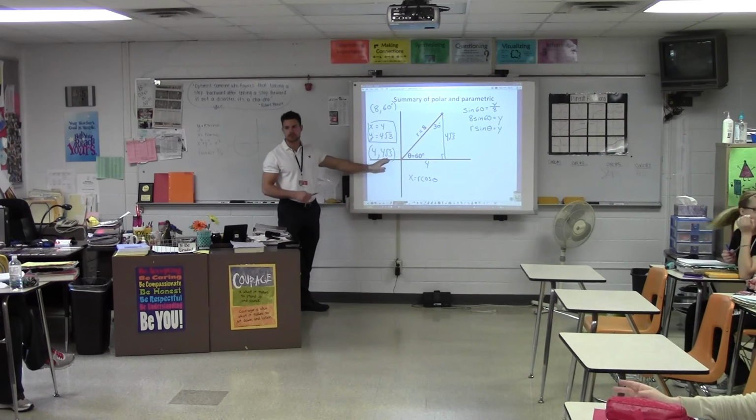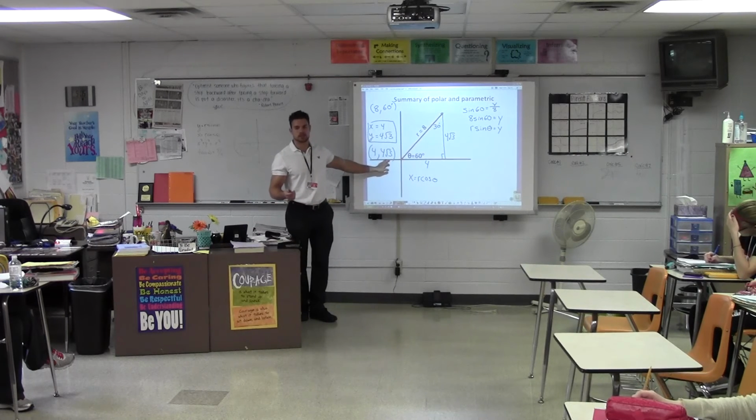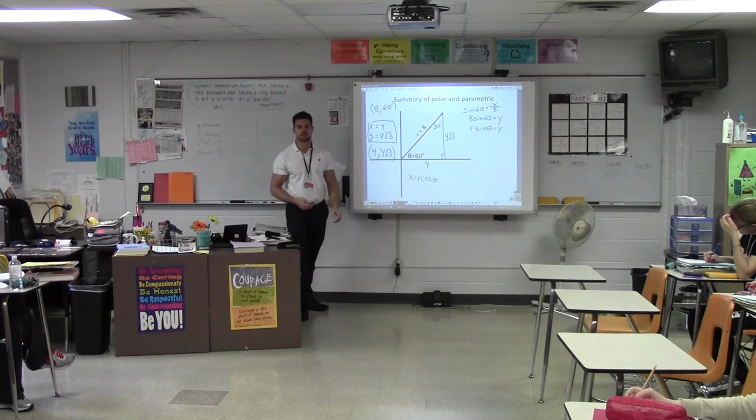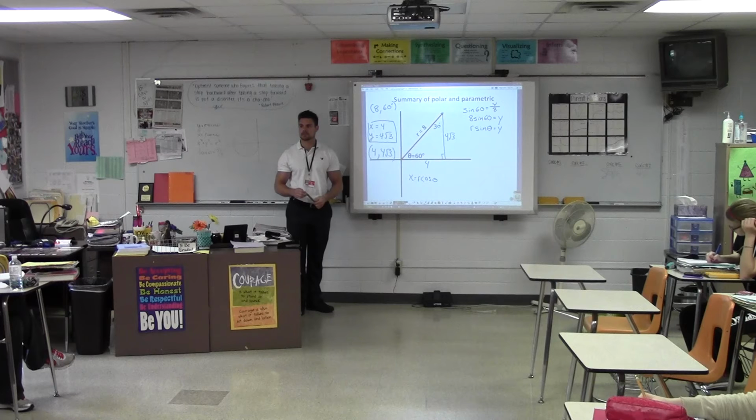And then this one is rectangular. It's called rectangular, but that's what you've been working with since algebra class. You've just never been told it's rectangular. Wait, what's the second one? The x equals 20? That's the parametric. Aren't parametric and rectangular kind of the same? They are very similar, yeah.